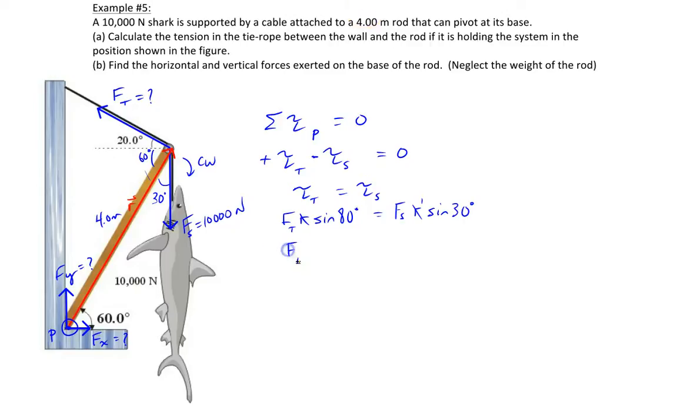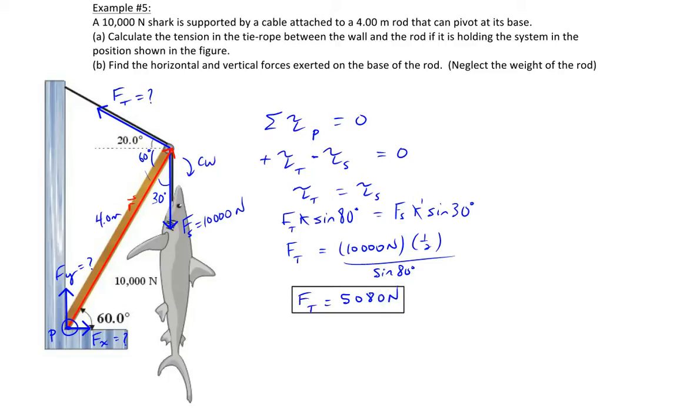So we have the force of tension would be equal to the force of the shark, which is 10,000 newtons, times the sine of 30, which is really just a half, and then all divided by the sine of 80 degrees. And that gives you a tension of 5,080 newtons, rounded off to 3 sig figs. So there's part A.